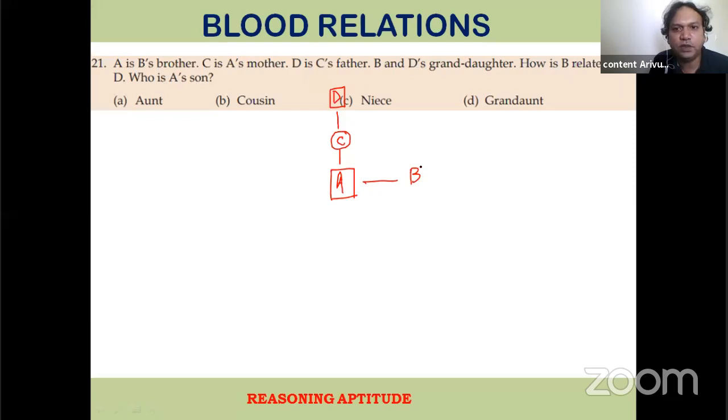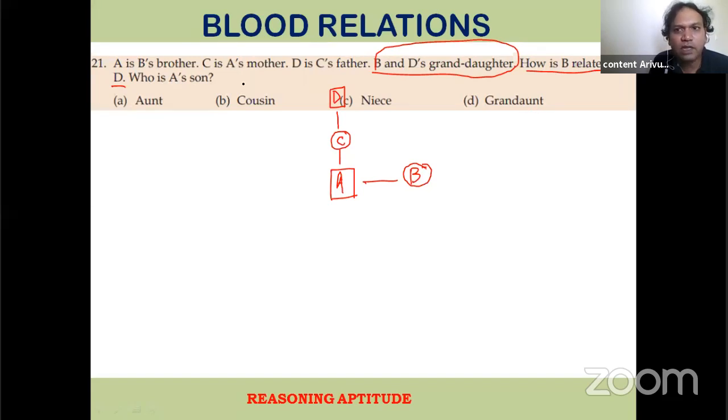How is B related to D? So if you see here, the question seems to be very uniquely typed or wrong, no? So B and D's granddaughter. What is the meaning of this? If you look at the statement here, you can see very clearly that B is D's granddaughter. Now they're saying, how is B related to D? If B is D's granddaughter, that means the answer should be granddaughter. But where is the answer option here? There is no answer option like granddaughter given to you here.